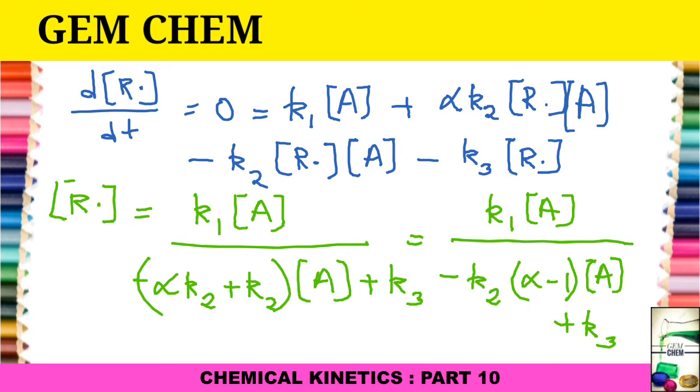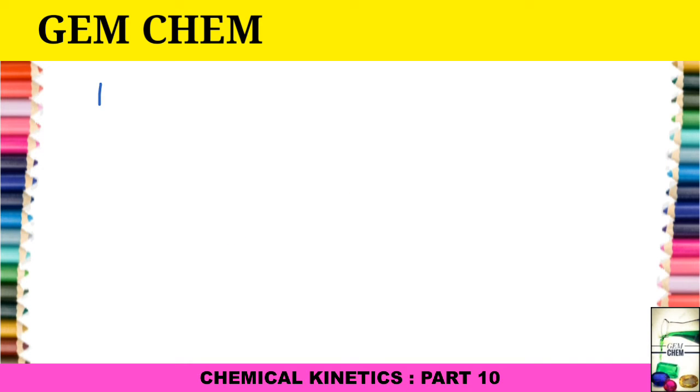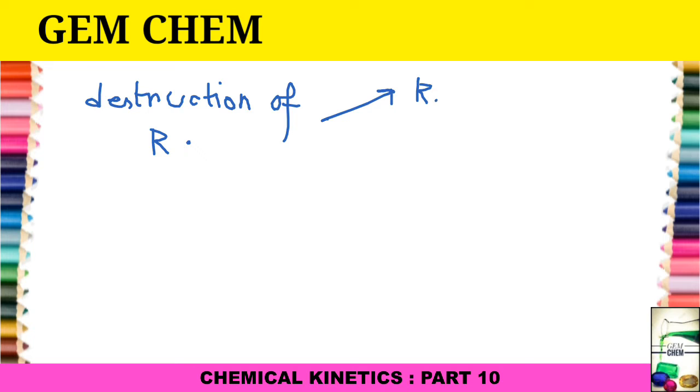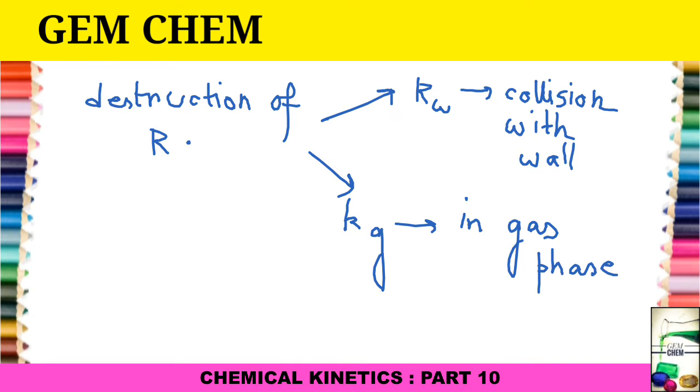Now there can be destruction of R dot by two processes. First process is when there is a collision with the wall. Suppose this R dot gets collided with the wall, so it is due to the collision with the wall. And the next case can be due to the gas phase, in which it gets destroyed.